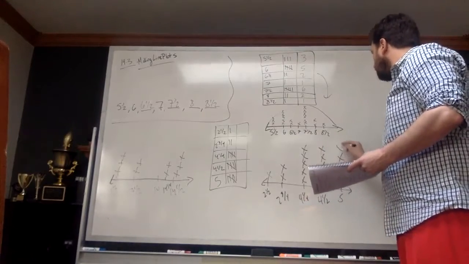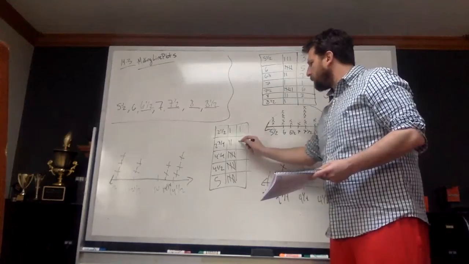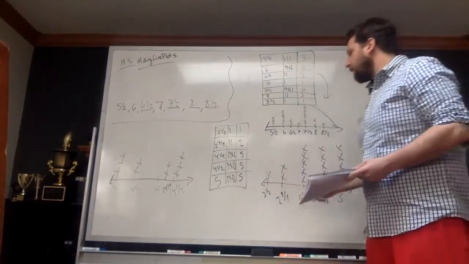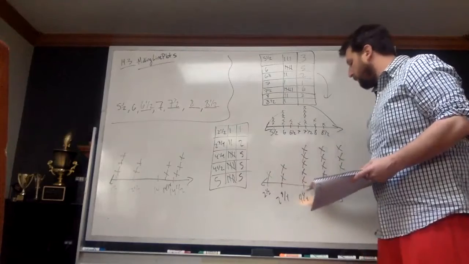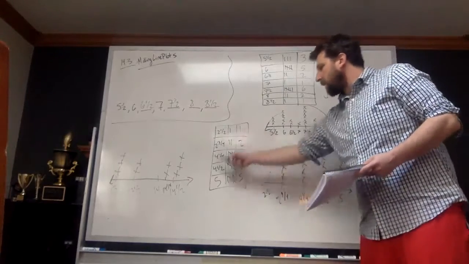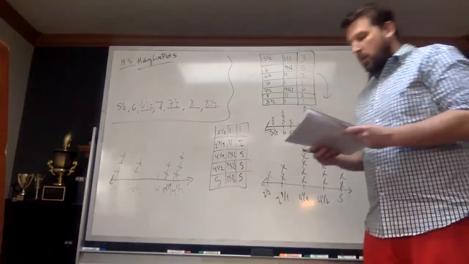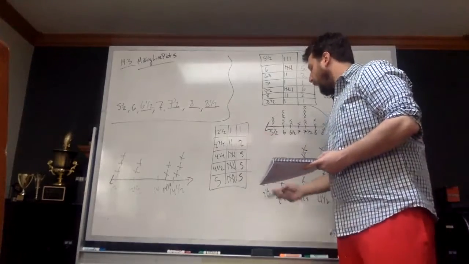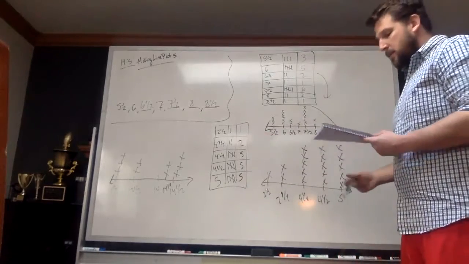So in this case, making this frequency chart before I make the line plot saved me a little bit of time because I didn't have to go 2 1/2, 2 3/4, 3, 3 1/4, 3. This tells me what all my options were, the values that went with them, and then I was able to put in my line plots.